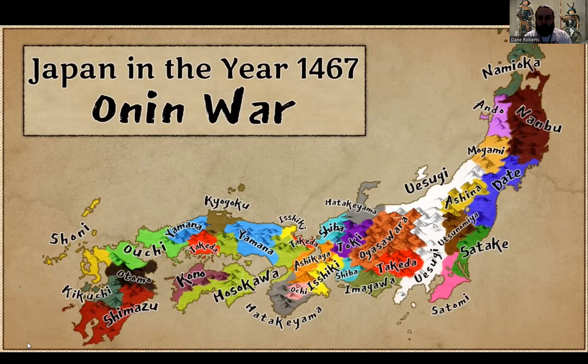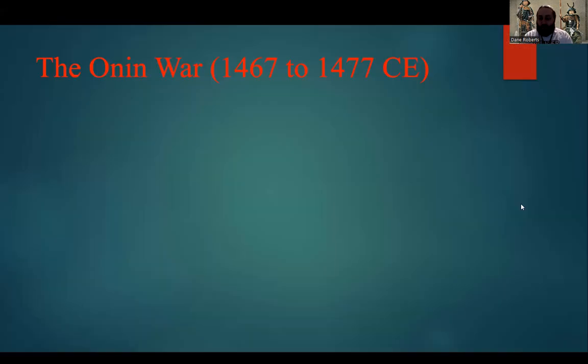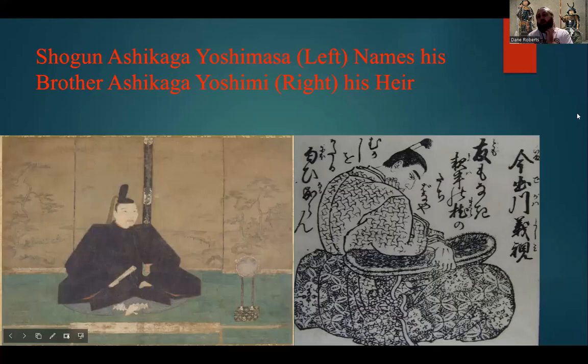Okay, so next we're going to talk about the Onin War, which went from 1467 to 1477 CE. The Onin War began when the shogun Ashikaga Yoshimasa, having no male heir, decided to name his younger brother Ashikaga Yoshimi as his heir. Here is Ashikaga Yoshimasa, and here is Ashikaga Yoshimi.